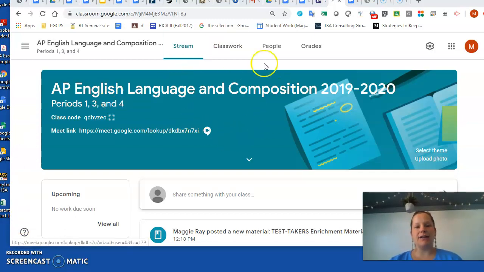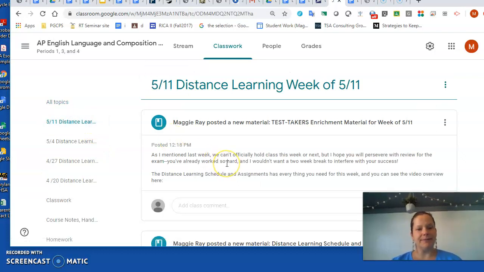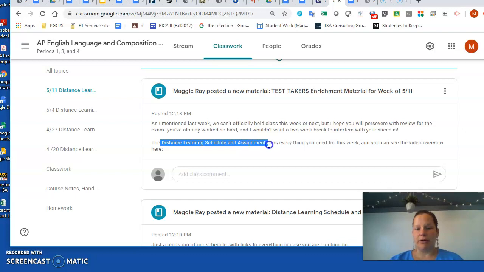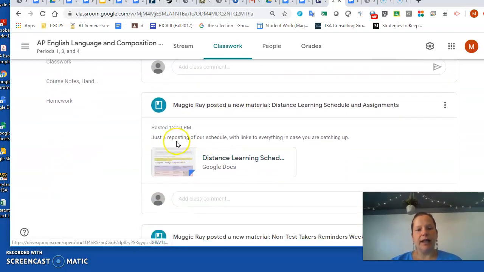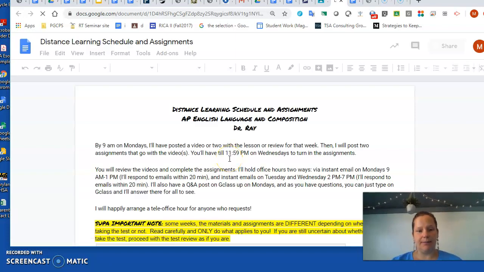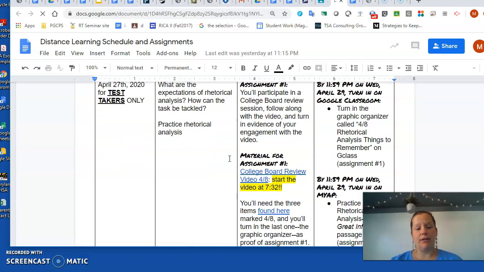If you go to our Google Classroom and go to classwork, on the left you will see 511. Okay, so here's just a reminder post that we don't have official class, but on the distance learning schedule, there is enrichment material. The distance learning schedule is right beneath that post. If you click on it, it'll take you to everything that you need. So let's take a look at the suggestions for May 11th.